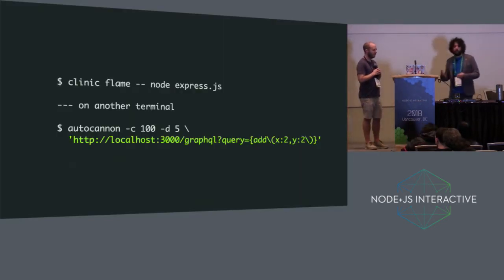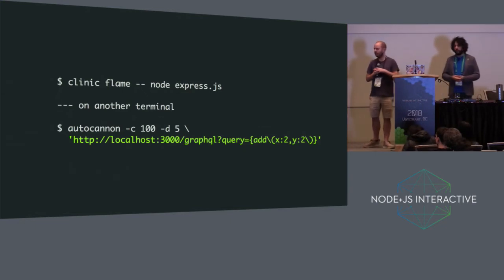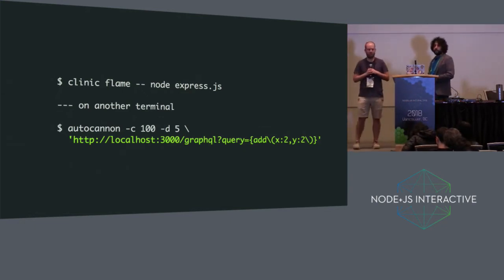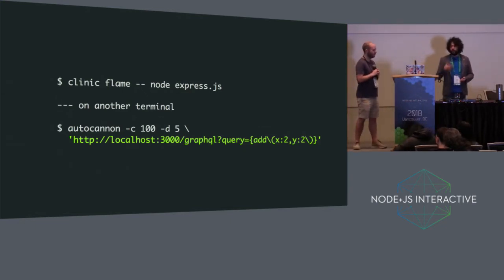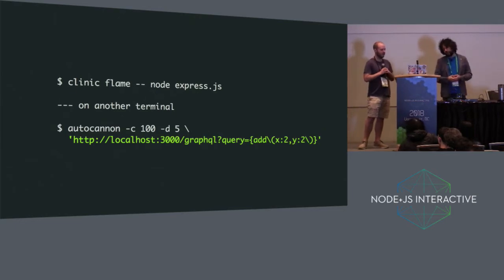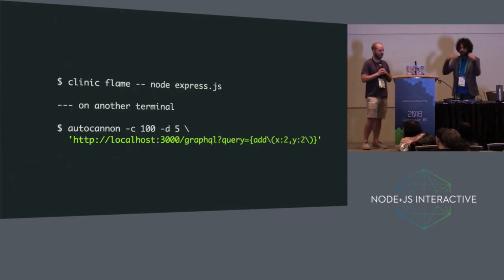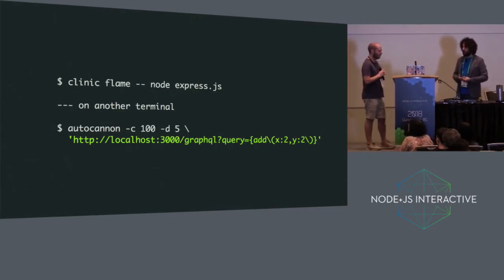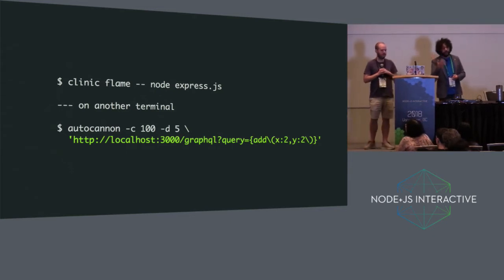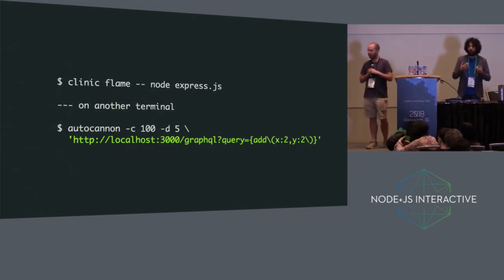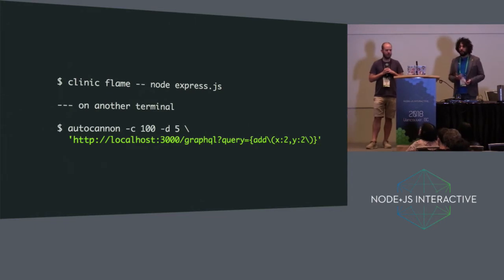We used one of the tools included in Clinic to generate a flame graph. You run Clinic flame, and it wraps your Node process and gets some metadata to generate a flame graph. I'll show this in a second. Then you run a little bit of a benchmark and apply some load to it.